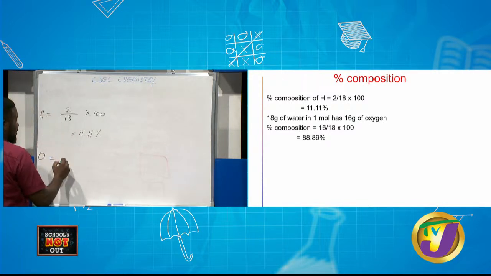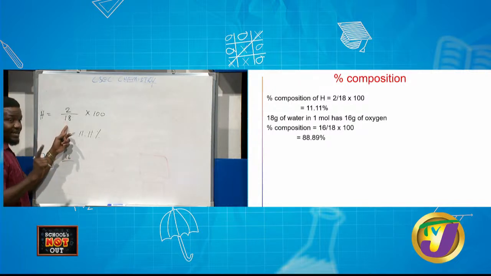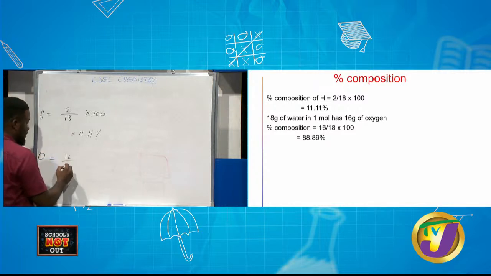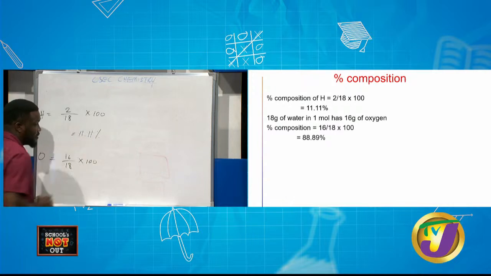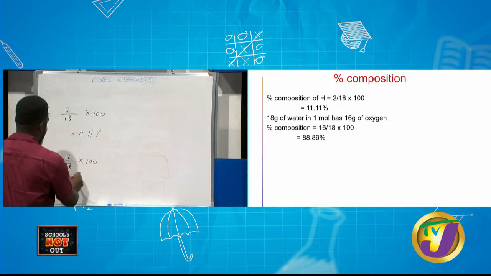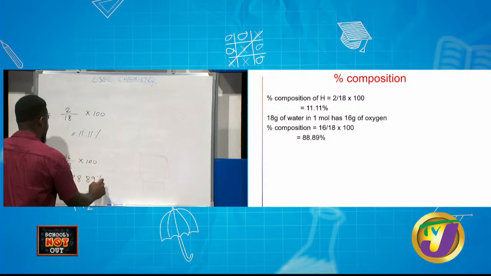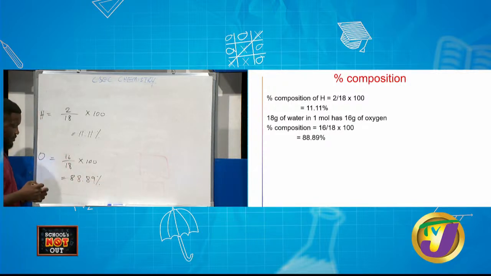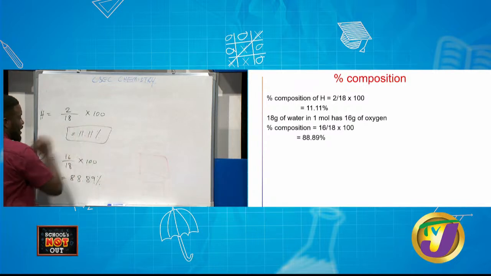So oxygen is equal to 16, because remember, it must add up back to 18. So if hydrogen gave 2, oxygen is giving 16. So 16 over 18 times 100, right? And you're going to end up with 88.89%. All right, so here are our 2 answers, for hydrogen and for oxygen.